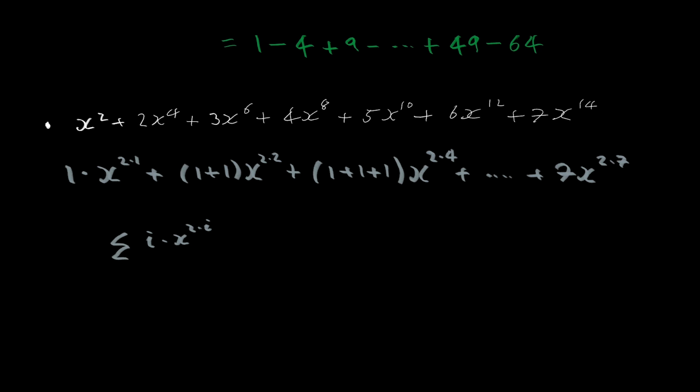Okay, so we'd have the sum from i equals 1 to 7. So I would start at 1, and it would end up being 7. So the upper bound is 7. Okay, so that was the third example.